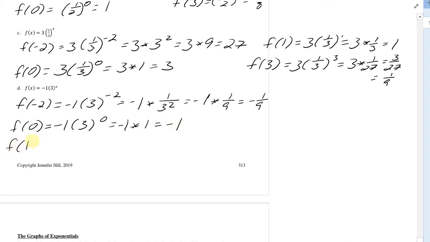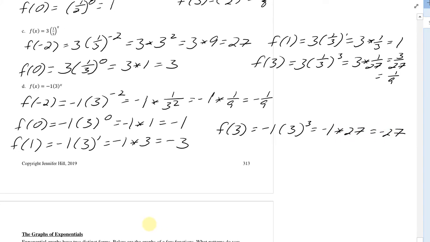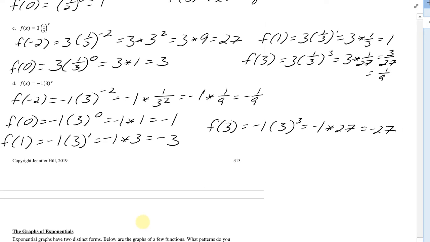Then I've got f of 1. F of 1 is -1 times 3 to the first. So this is -1 times 3, so this just equals -3. And then finally, I have, let's see, maybe I'll write it over here because I have a little more space here. F of 3, so this is -1 times 3 to the third, so that's -1 times 27, so that equals -27. Okay, so there's that one.